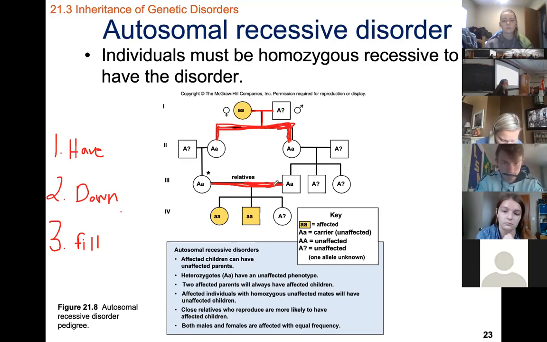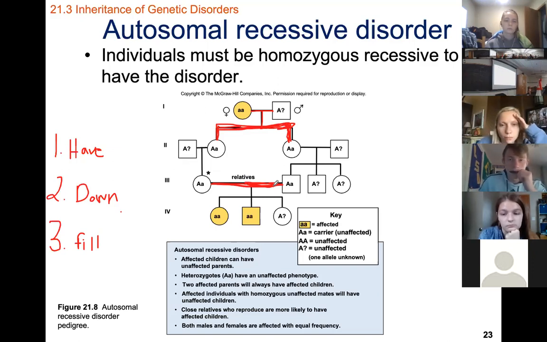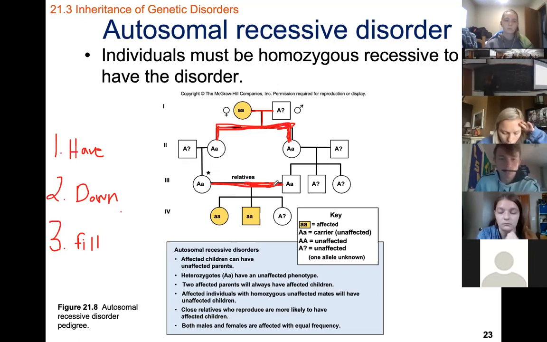Two affected parents will always have affected children. This is not an example of that, but that would be if there were two parents that were small a, small a. Oops, that's supposed to be an equal sign. Let's just cross that out. I don't know why I keep trying to draw stuff on there. Okay, so if you have two parents that are small a, the only result that they can have are small a, small a children, that are both female or male.